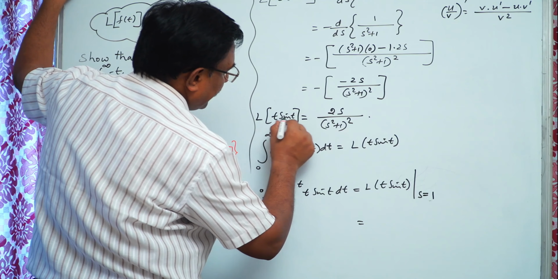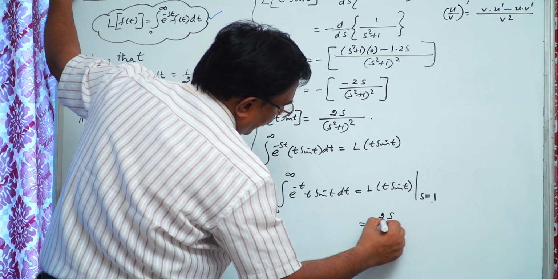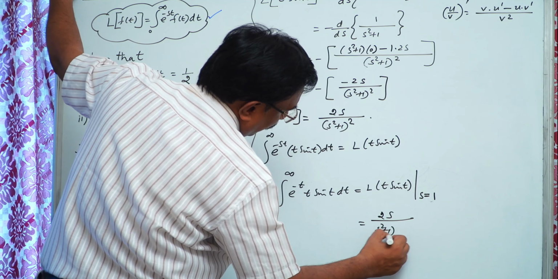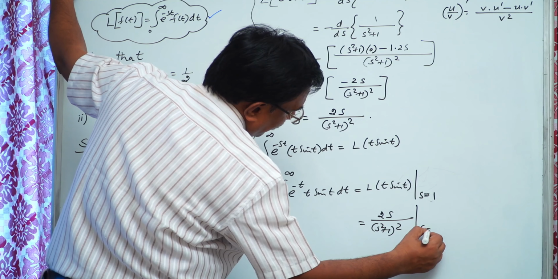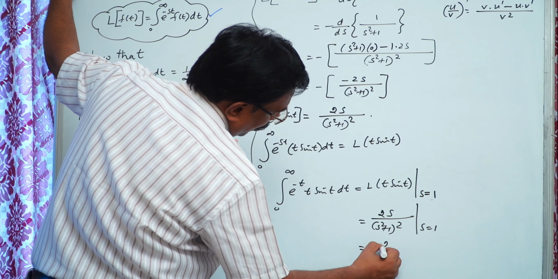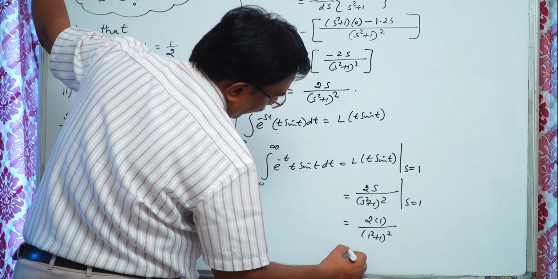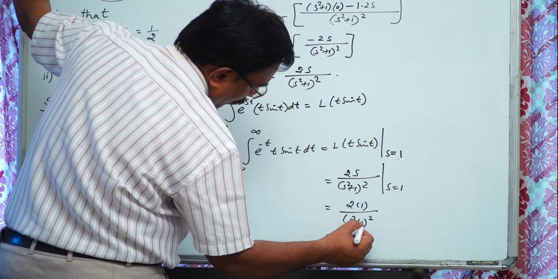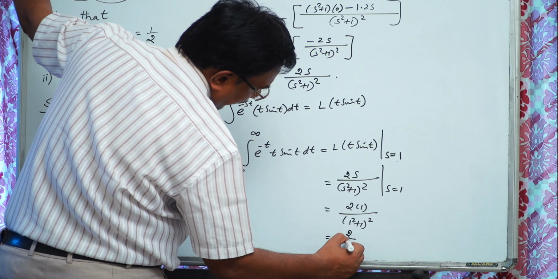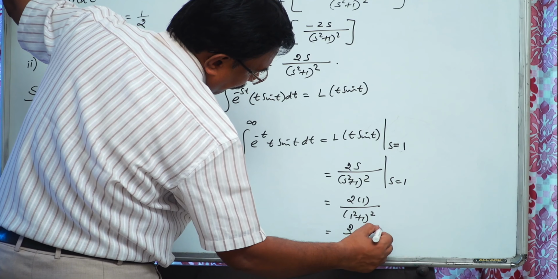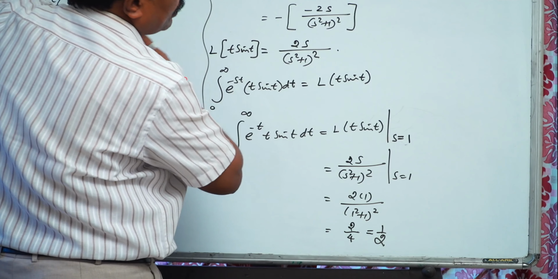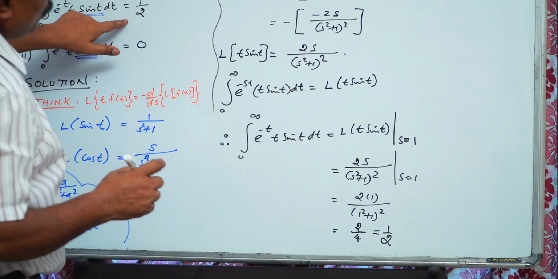So, Laplace of t sin t we derived as 2s divided by s square plus 1 whole square, where s is equal to 1. So 2 into 1 divided by 1 square plus 1 whole square: 1 square is 1, plus 1 is 2, 2 square is 4. So 2 divided by 4 is nothing but 1 by 2. So I got that result. The first result is over.